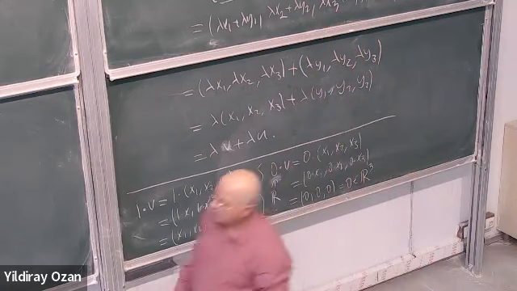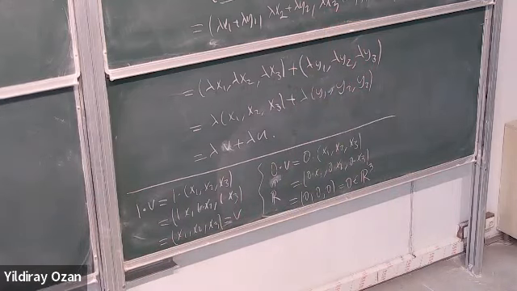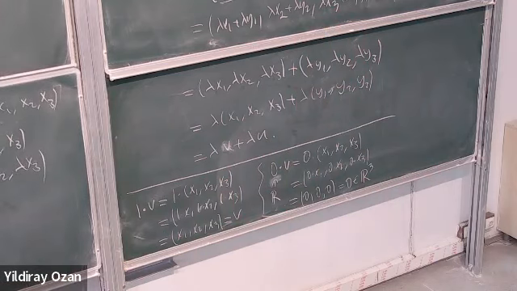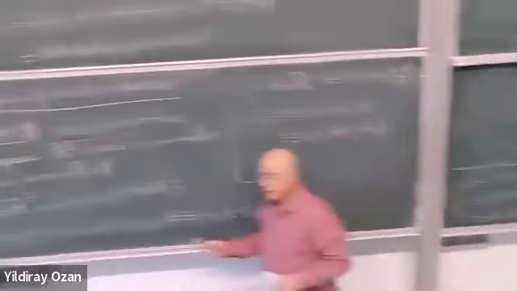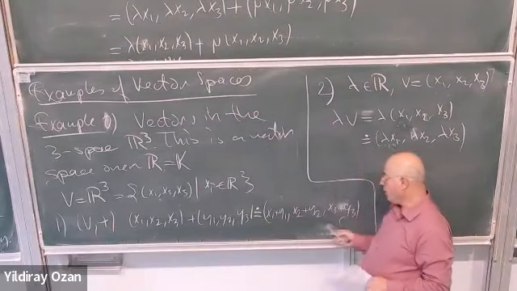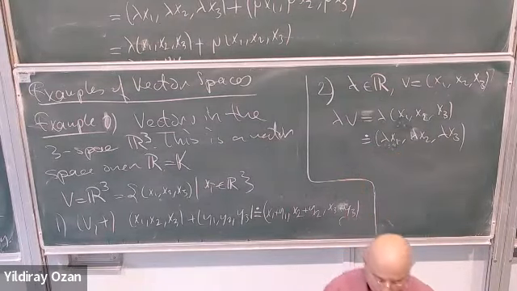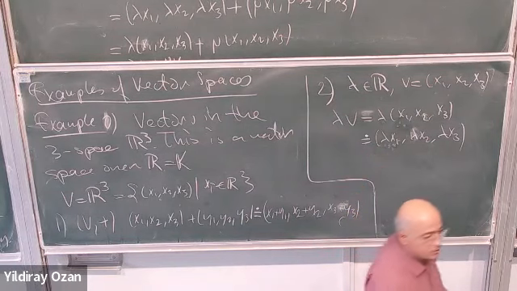This is how we define vectors. Right? How do you add two vectors? You add them component-wise. Okay. Any questions?